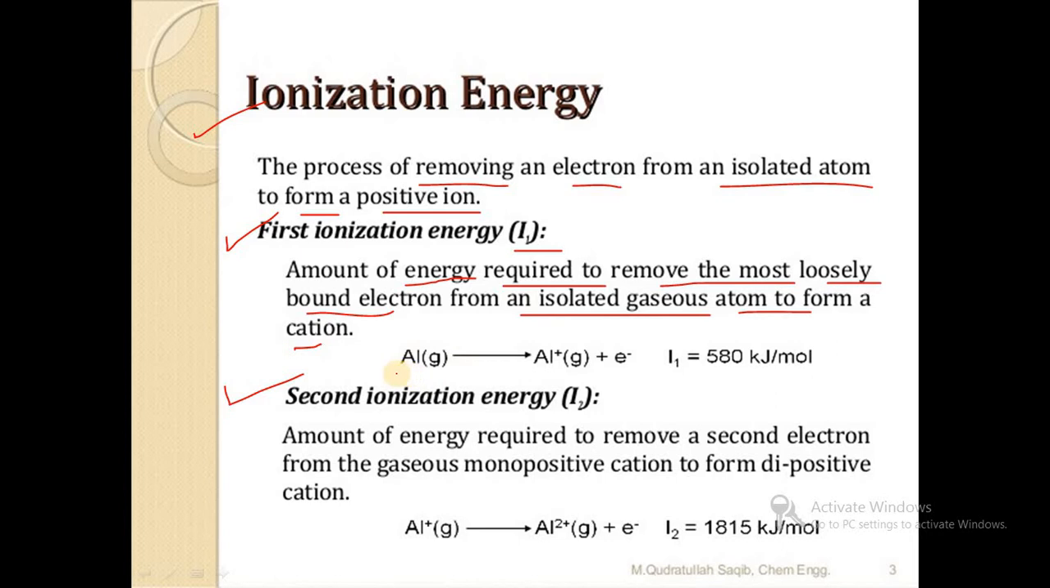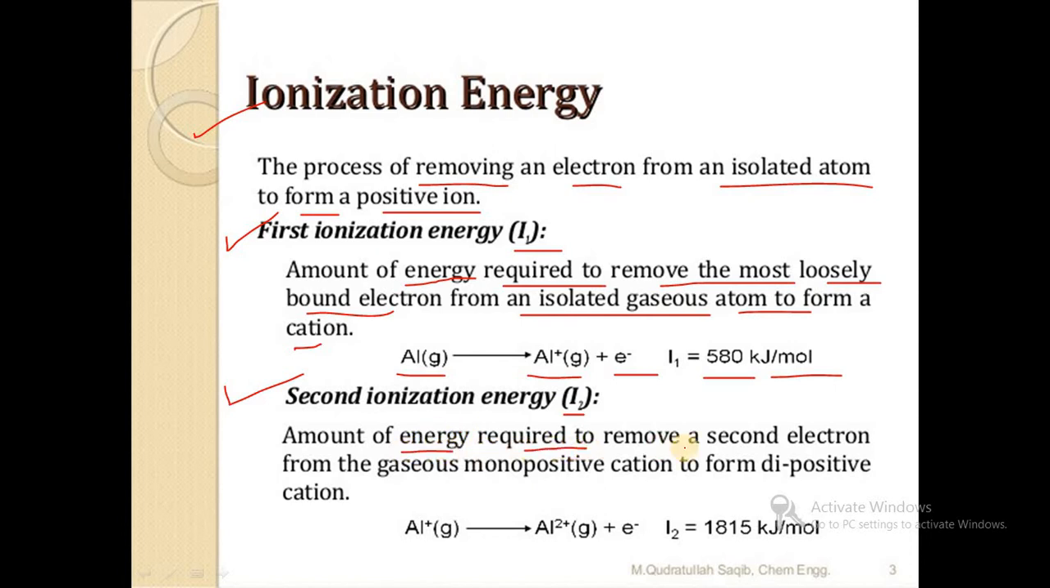For example, in the case of gaseous aluminum, the outermost shell contains 3 electrons. In the first ionization energy, 1 electron is removed from the outermost shell of aluminum, and we get Al plus and an electron. The energy required for that process is the first ionization energy, that is 580 kilojoule per mole.